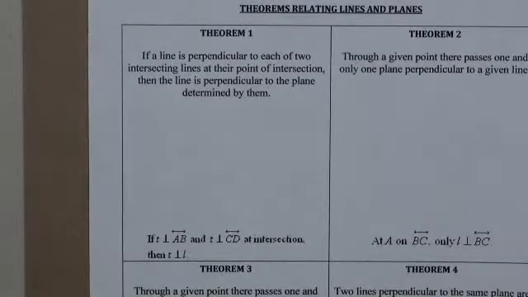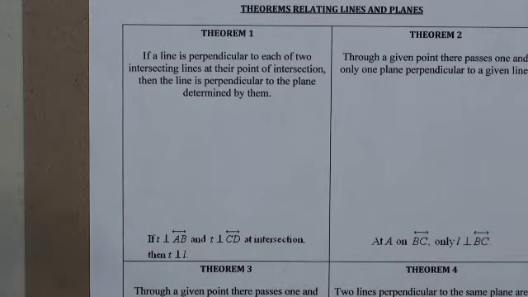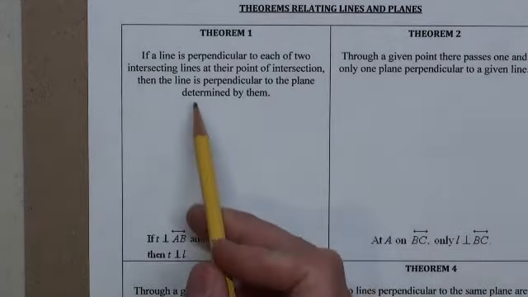So for theorem 1, it says, if a line is perpendicular to each of two intersecting lines at their point of intersection, then the line is perpendicular to the plane determined by them. So let's see what this looks like.